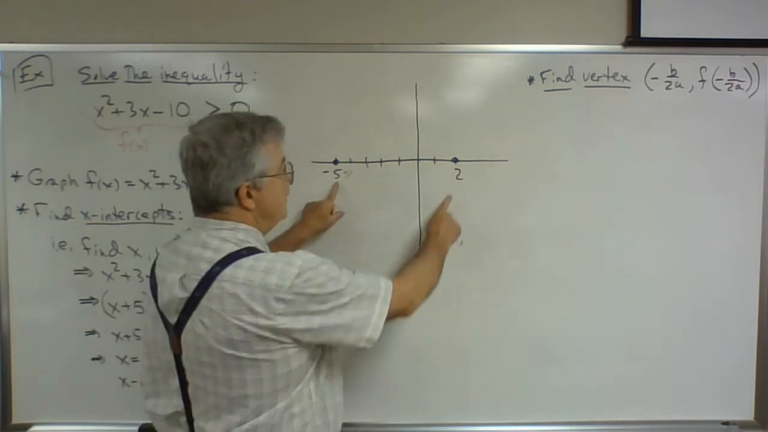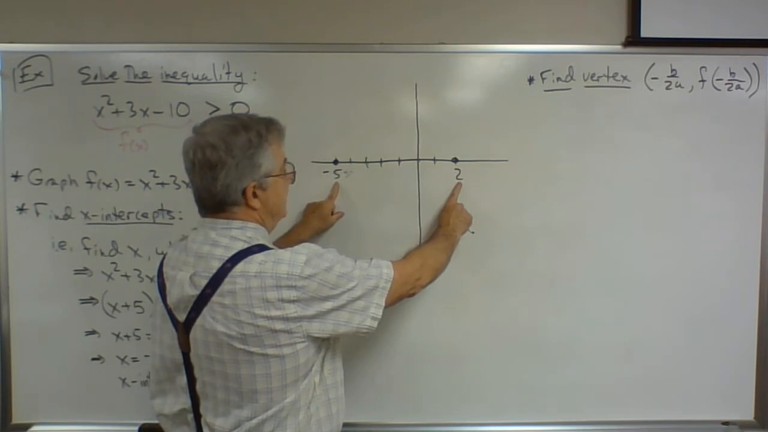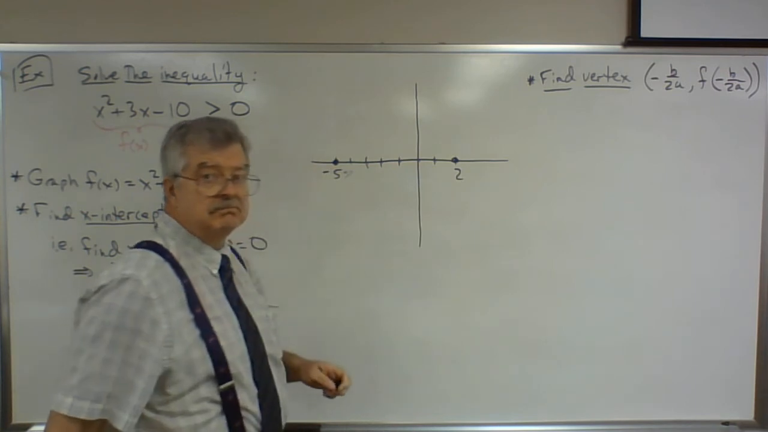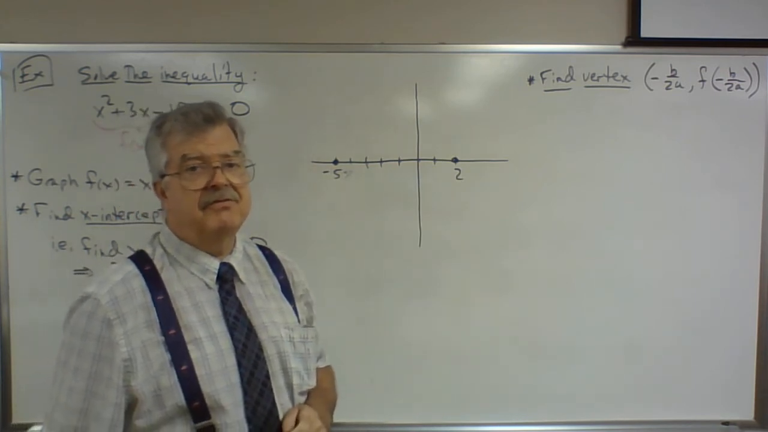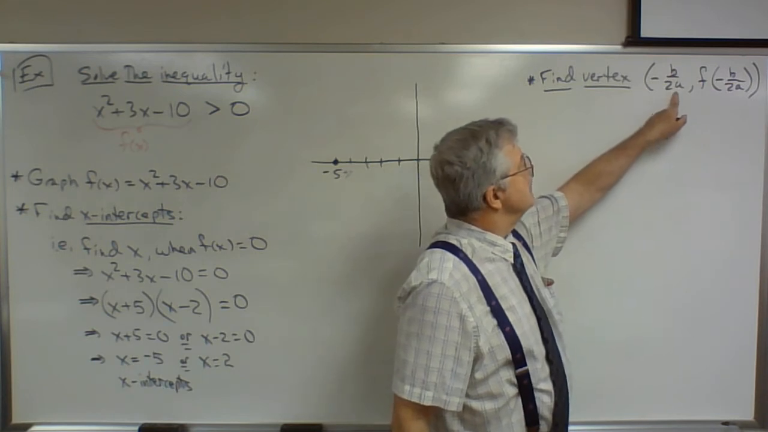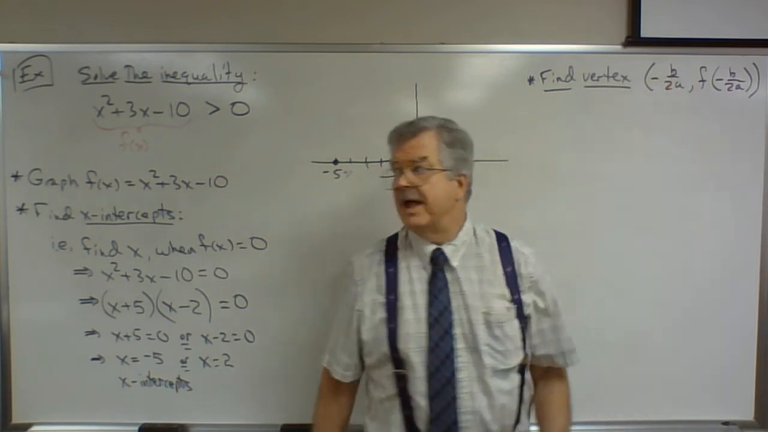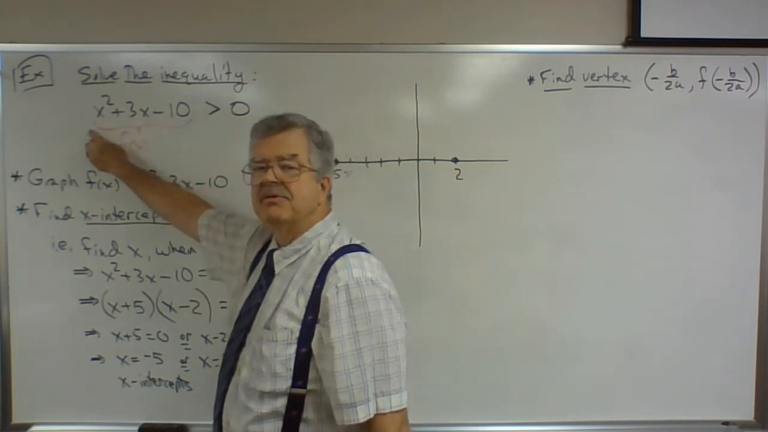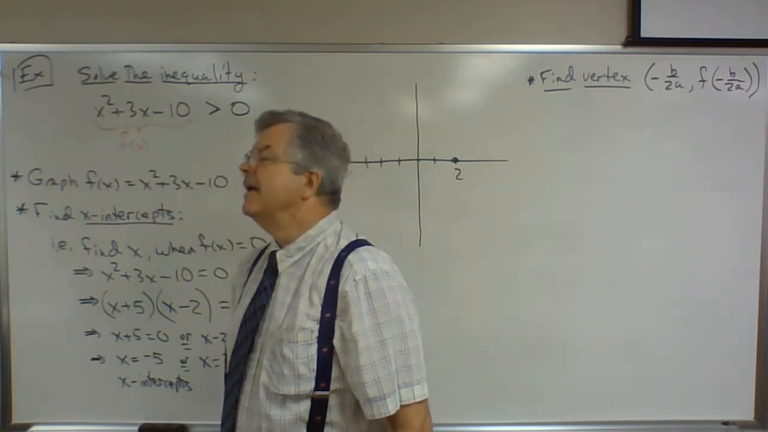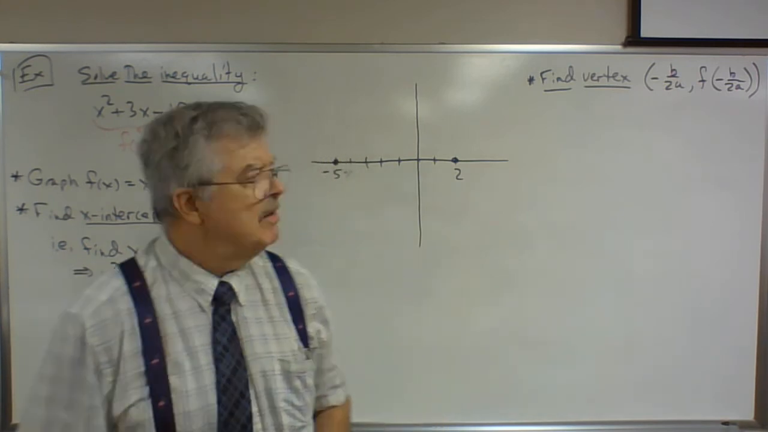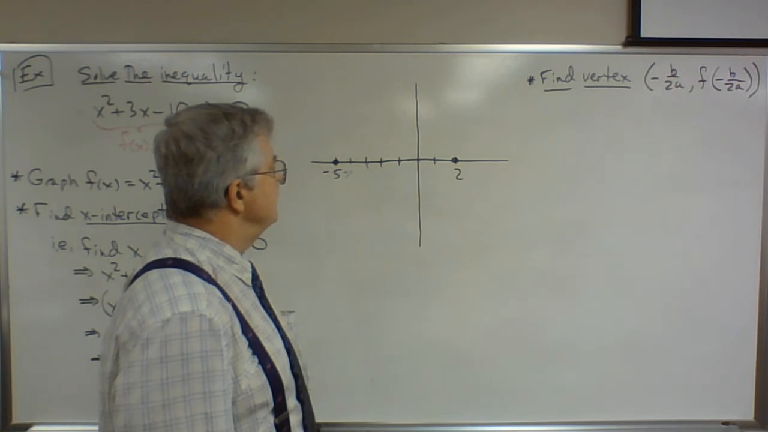We have 2 points that are on the graph, and these 2 points have to be symmetric about the axis of symmetry. Now, I can find this value, negative b over 2a, just by taking b equals 3 and a equals 1, and computing negative b over 2a. But now there's another way of doing this.